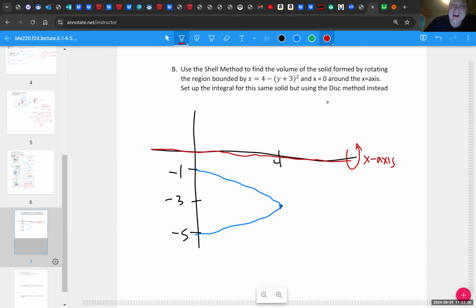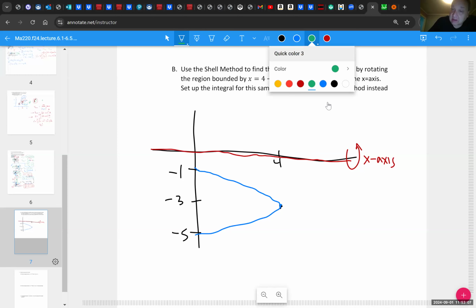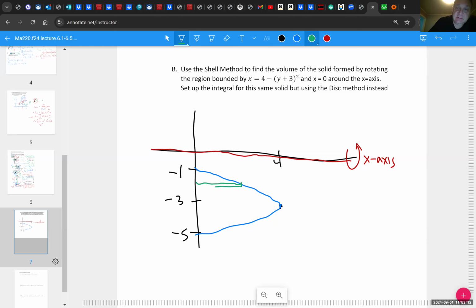Okay, sorry about that. All right, so we are going to first use the shell method. To use the shell method, I need to slice my region parallel to the axis of revolution. So it'll be a slice like this, and I need to revolve it around. The distance from here to here has to be the same as the distance from here to here, so I get sort of a mirror image of my rectangle slice over there. And then I'll make this 3D-ish by making it kind of circular.